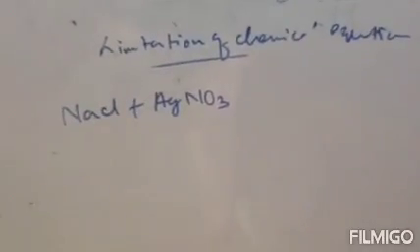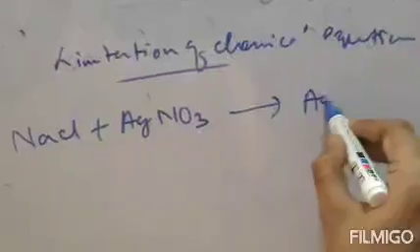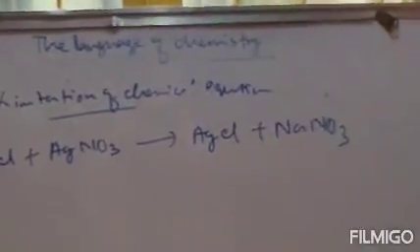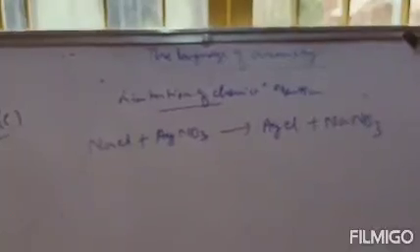Sodium chloride reacts with silver nitrate and produces silver chloride. So what are the products? Silver chloride and sodium nitrate. This is the formula of silver chloride, and this is the formula of sodium nitrate. Clear? So these two are the reactants and these two are the products. Now question B says check whether it is balanced. If not, balance it.